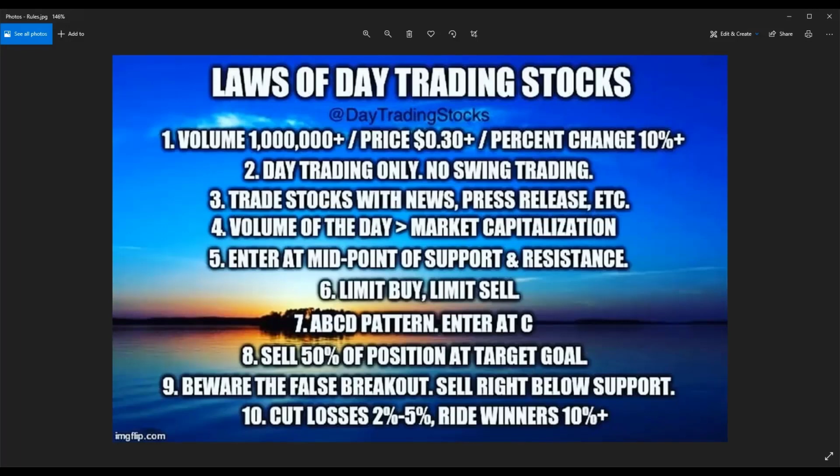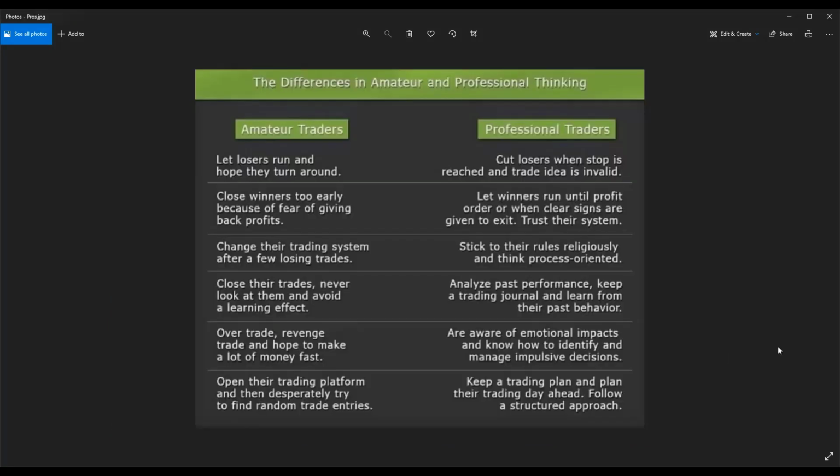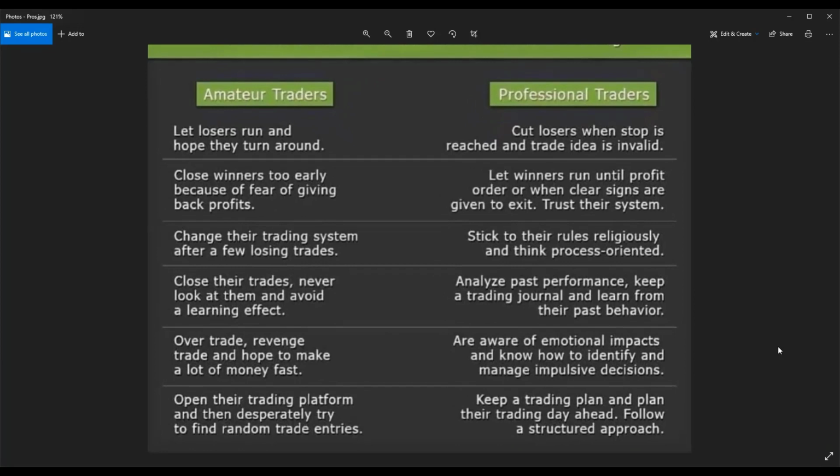And so once you get to a certain point, it's really important to be aware of the differences between an amateur trader and a professional trader, because after we've mastered the moving averages and the patterns, and we've got a good set of rules, now it's time to be the pro trader. Get the amateur trader characteristics out of your system if you have any there.